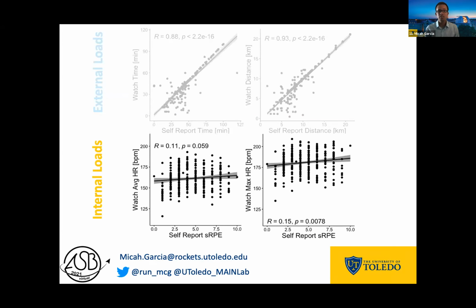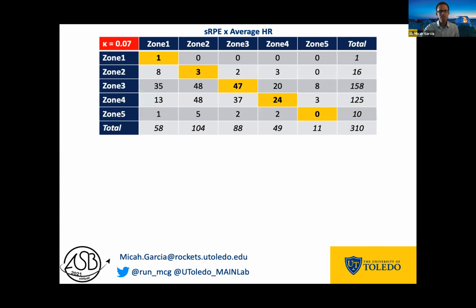However, when we look at our internal loads, so we talk about SRPE on the x-axis and then heart rate on the y-axis. The left graph is going to be the average heart rate for the run, the right will be the max heart rate. And we see for both of these, there are poor relationships between them with an R value of less than or equal to 0.15. And then if we look at the agreement between the intensity zone classification based off of their SRPE or average heart rate, we found very poor agreement with a kappa value of 0.07.